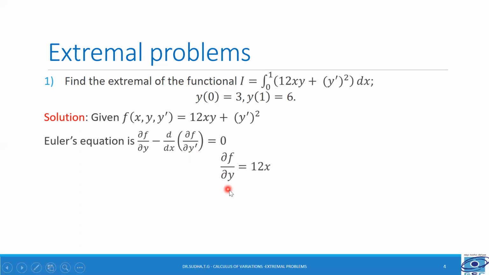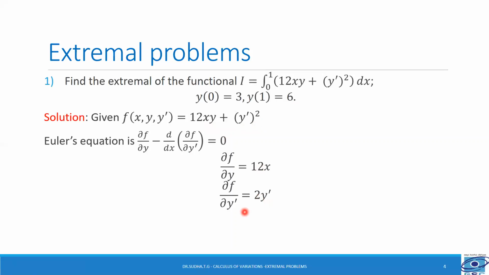So what is ∂f/∂y? So you partially differentiate this with respect to y. From the first term we get 12x into 1. So you get 12x. And in the second term you don't have y, therefore it becomes 0. So the partial derivative of f with respect to y is 12x. Similarly, you calculate the partial derivative of f with respect to y'. So here in this expression for f, the first term doesn't contain y', therefore it becomes 0. But in the second term you have y'^2. When you differentiate this with respect to y', you get 2y'.